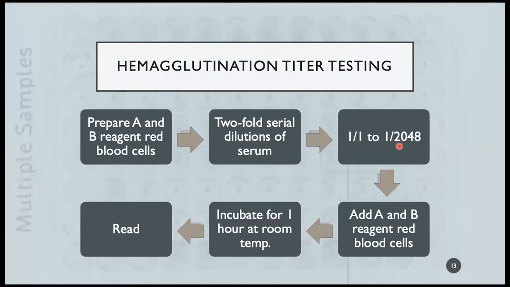For our hemagglutination, we first prepared our reagent A and reagent B red blood cells, and then again, we can use a 96-well plate to prepare our serum samples by performing twofold serial dilutions from 1/1 to 1/2048. And then we add our reagent cells to separate wells and incubate for an hour at room temperature. And then the results can be read, and the titer is reported as the highest dilution that causes agglutination.